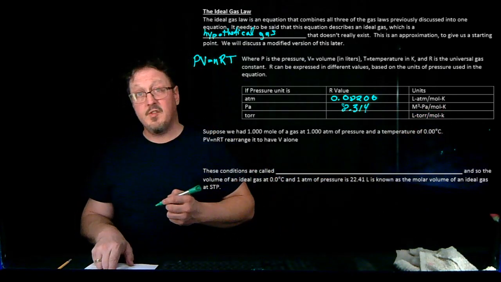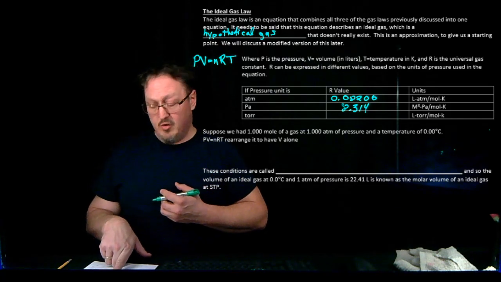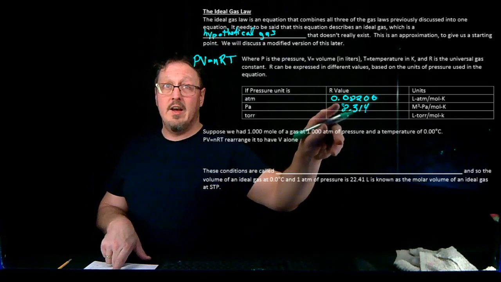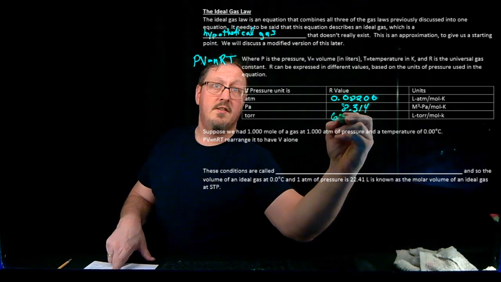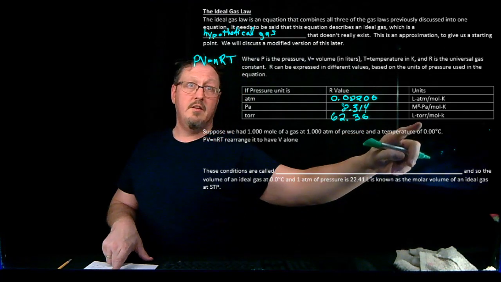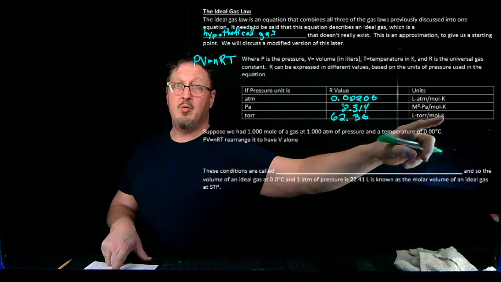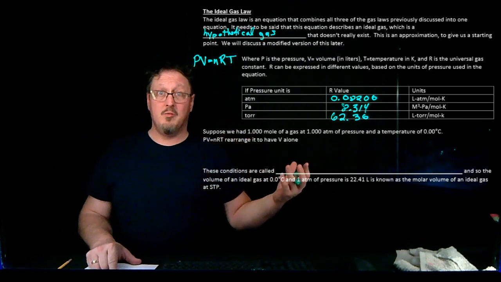And if your pressure was given to you in torr, and you were absolutely dead set on doing the calculation in torr, your R value would be 62.36 liters times torr divided by mole times K. Okay, and so that's how we end up working with that stuff.